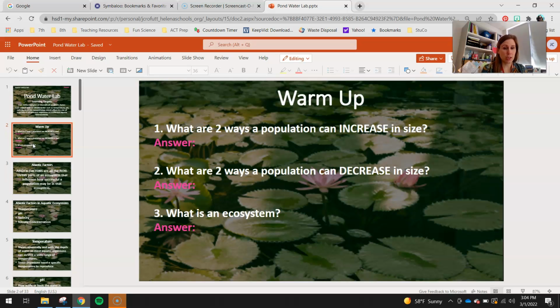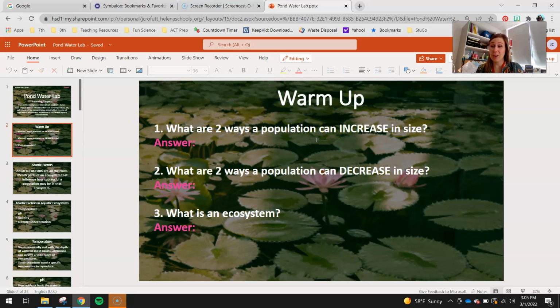All right, so you guys should have just completed your warm-up. Questions 1 and 2 are really good review questions for us. We've been asking this question and talking about it this whole unit so far, right from the very first lesson in 1.2. Okay, so what are 2 ways a population can increase in size?